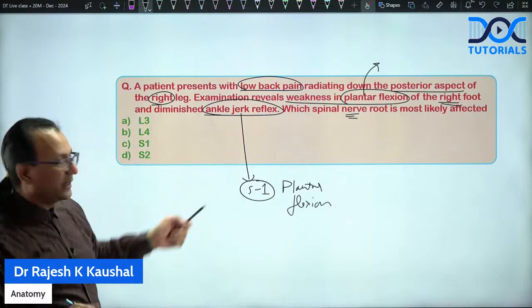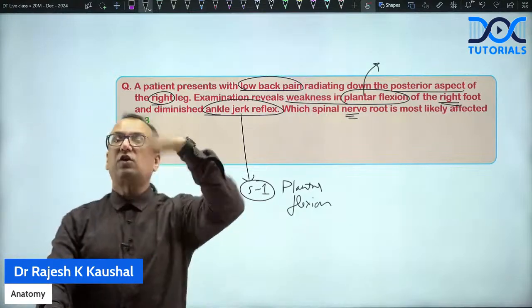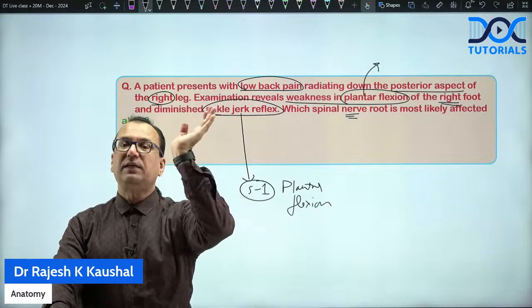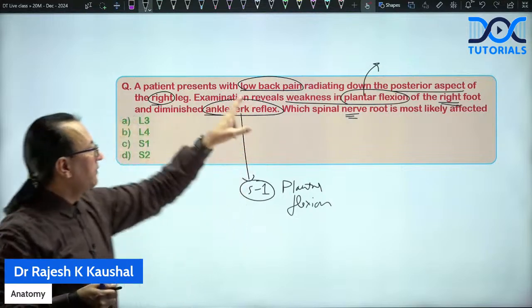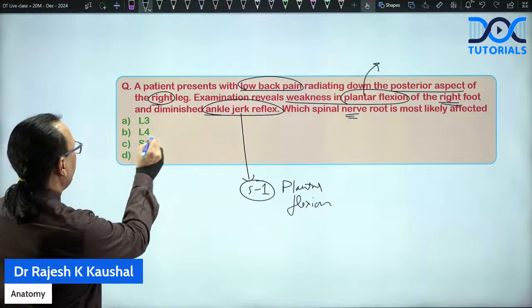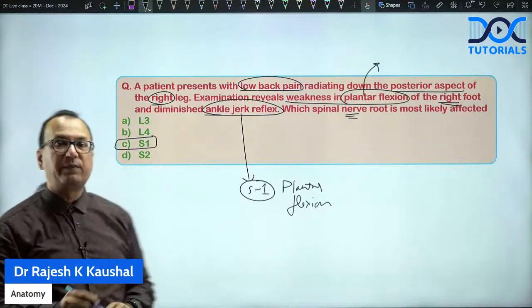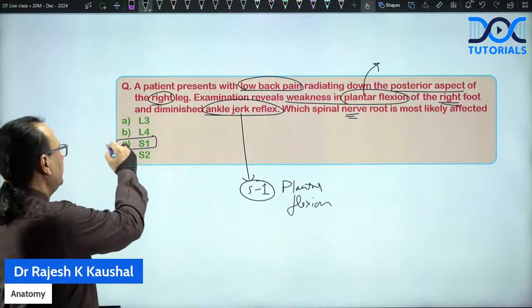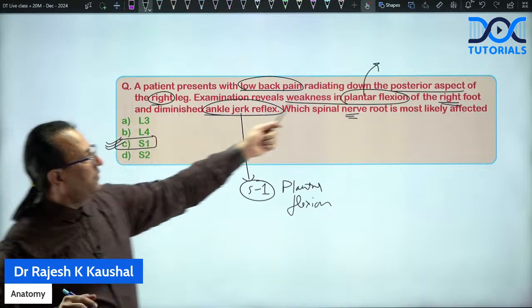As you see, plantar flexion. I told you what is dorsiflexion? L5. What is plantar flexion? S1. L5, S1. So this is a problem of S1. Now, if you say it is a problem of S1, where was the slip disc? That can come as a question. If S1 is your answer, fine, because there is a problem of plantar flexion.